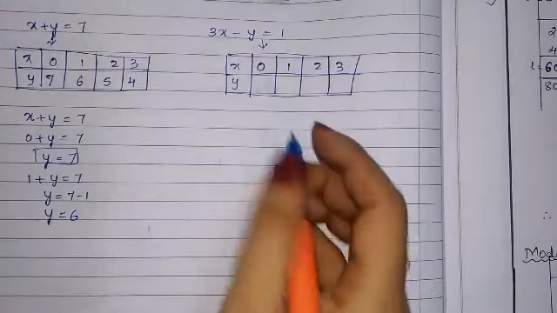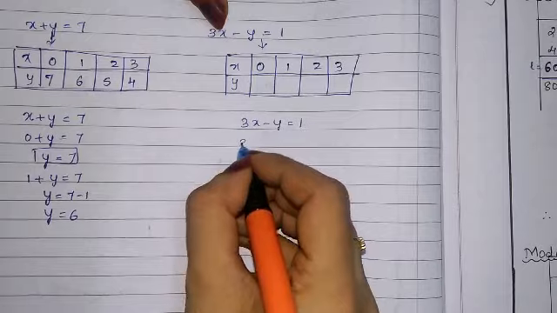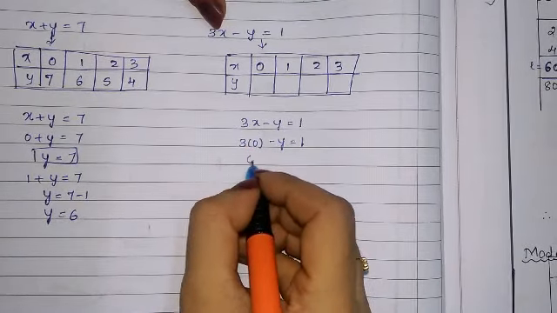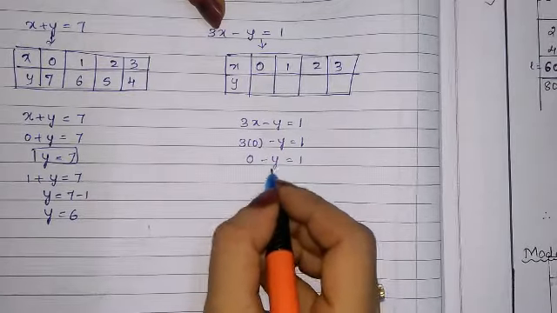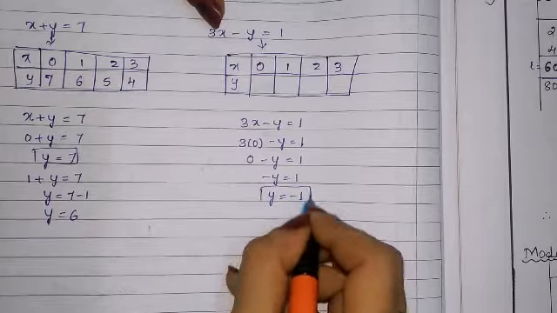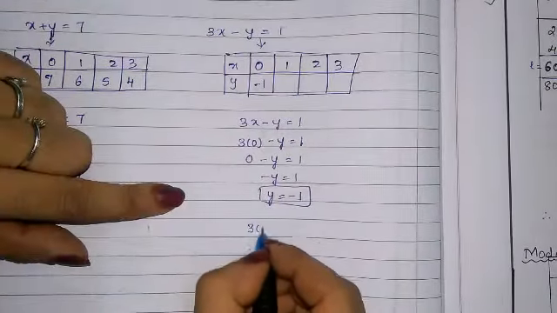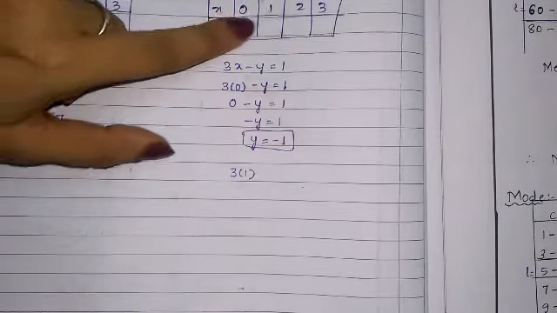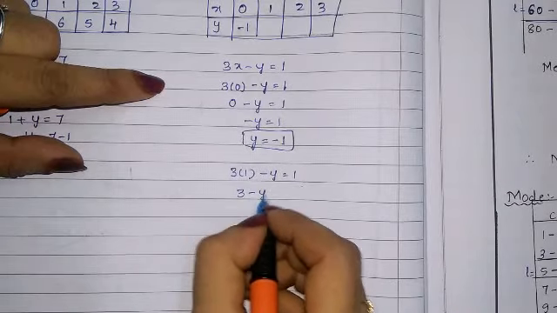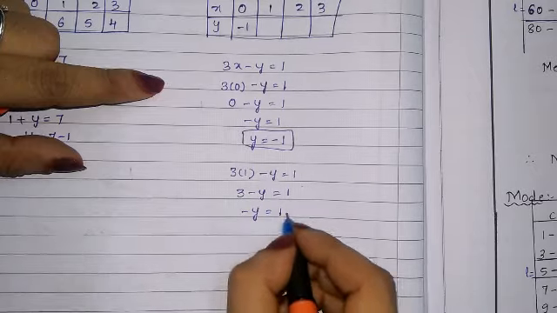This side, how will we get? 3x minus y is equal to 1. 3 into 0 minus y is equal to 1. 3 zeros are 0, minus y is equal to 1. Minus y is equal to 1 is nothing but y is equal to minus 1. So here the value is minus 1. Similarly 3 into 1 next. 3 into 1 minus y is equal to 1. 3 ones are 3, minus y is equal to 1. Minus y is equal to 1 minus 3.